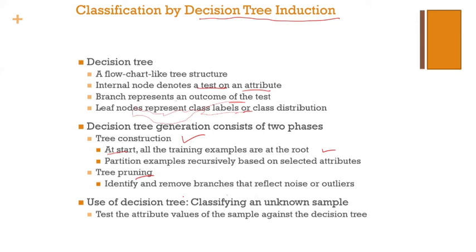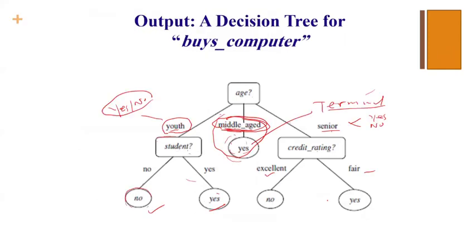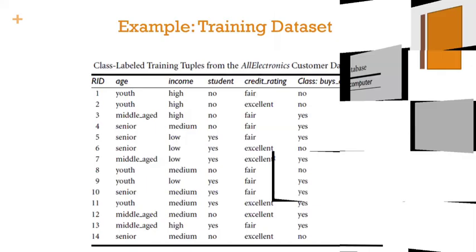Now, after you build your decision tree, you can then use the decision tree, which is like you want to test what you have built to be sure it is working fine. That is by classifying an unknown sample. You test the attribute value of the sample against the decision tree. So once we finish building this decision tree, we are sure this is the decision tree, we just pick a new sample and we use that particular decision tree to classify it into the correct class.